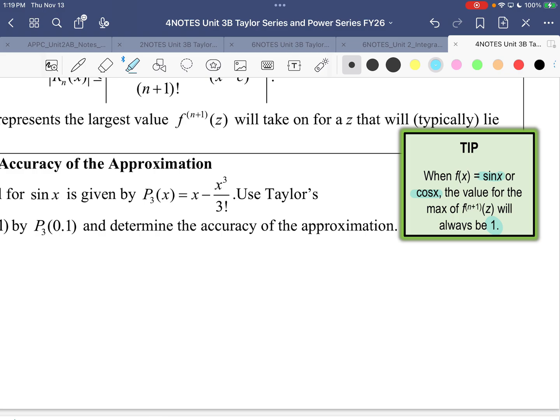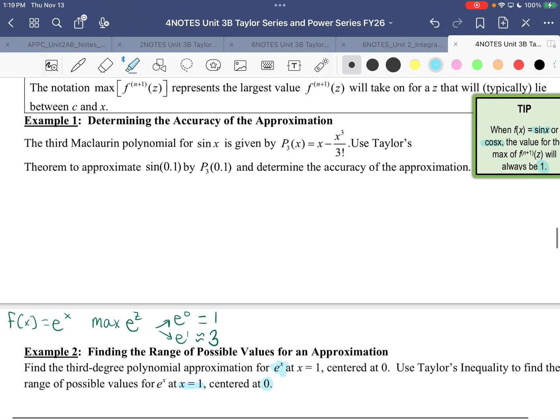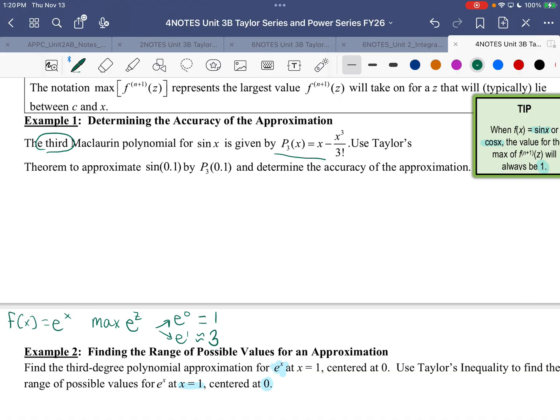But if you're dealing with a Taylor polynomial that you're trying to find the maximum of that has sine or cosine, you just make it be 1. So let's look at example 1. We are doing the 3rd degree Taylor polynomial, or Maclaurin, so it's at 0. Third degree Maclaurin polynomial, and it's given. We didn't have to do anything. Yippee. So they gave us that.